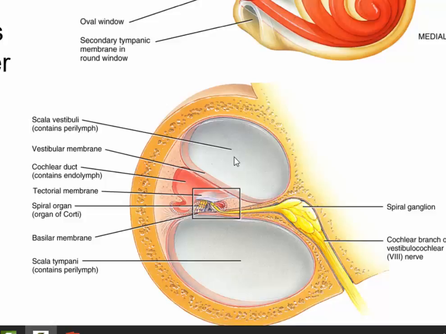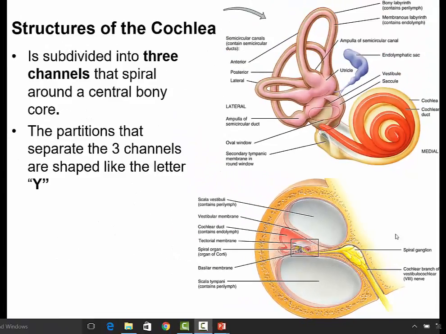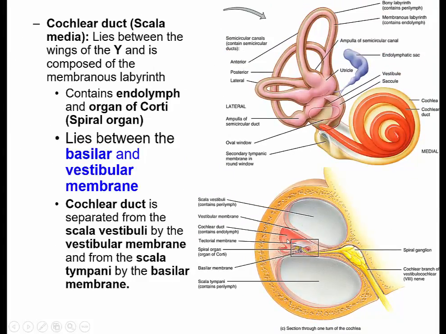Above it, we have what's called the scala vestibuli, which contains perilymph. Below it, we have the scala tympani, which also contains perilymph. We're going to see that these 2 chambers are actually connected to each other. The cochlear duct, scala media, is right here. It lies between the wings of the Y and is composed of membranous labyrinth. When you're looking at the inner ear and the cochlea, this structure here is the membranous labyrinth. Around it, we have the perilymph, which is found in the scala vestibuli and scala tympani, and that would be around this area.